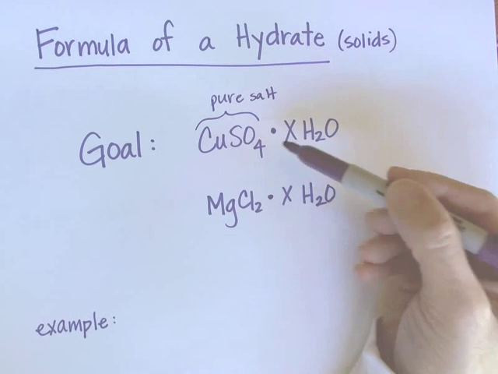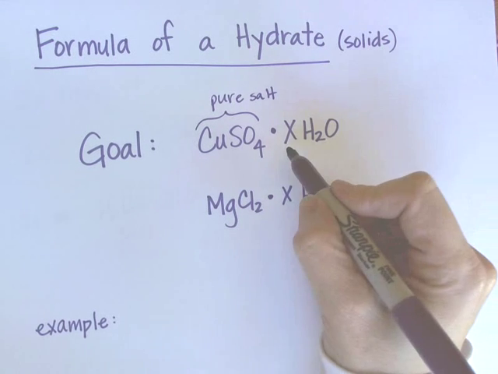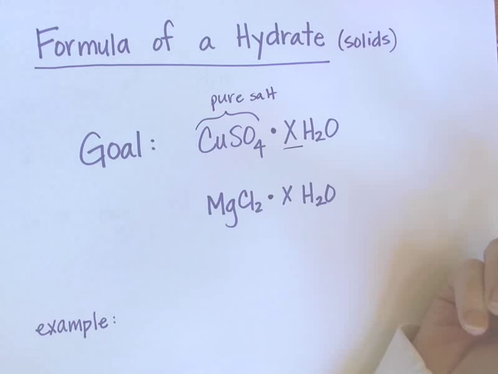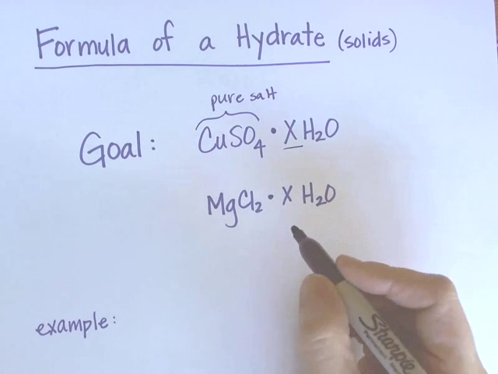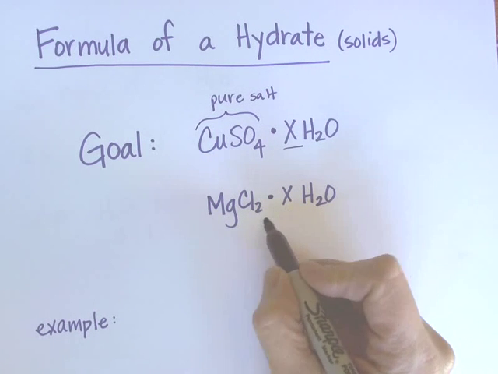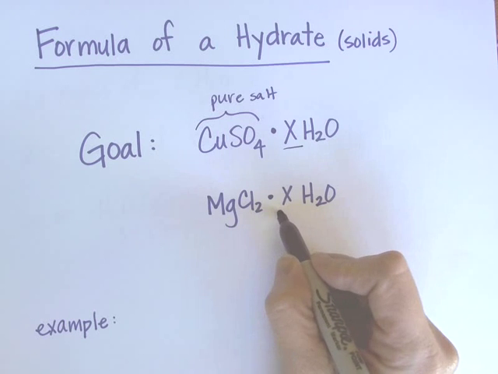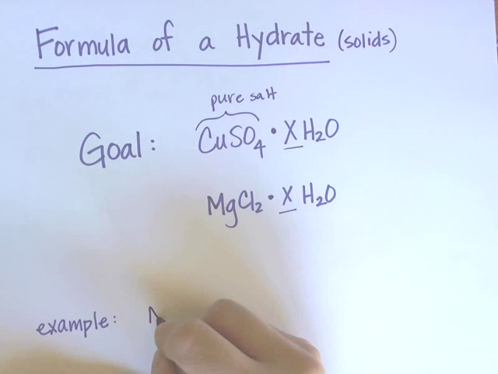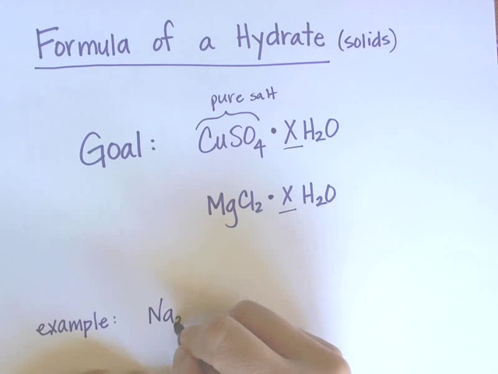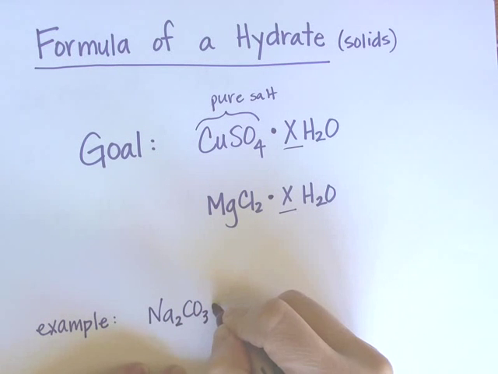So we already know it's copper sulfate. We know waters are trapped. We're really trying to figure out how many, and then we'll repeat that procedure with another hydrate. Magnesium chloride is the pure salt in this one. So let me give you an example of one with its formula.